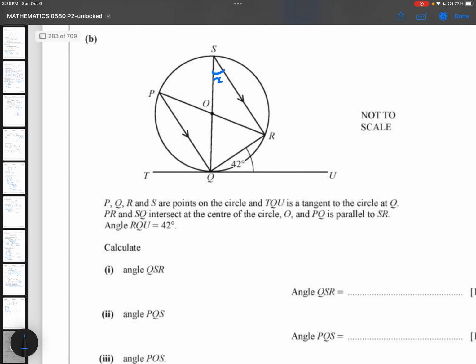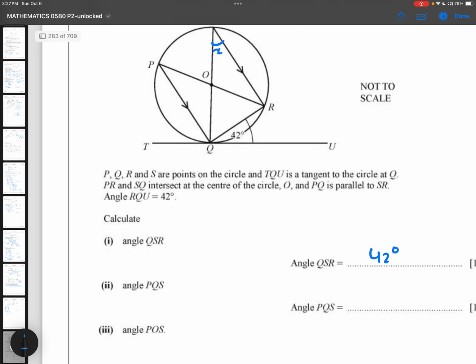So we know the property of a tangent of a circle, that the angle subtended between the chord and the tangent is equal to the angle subtended by the same chord in the opposite segment, right? So this angle QSR is the angle subtended by the chord QR, and the same QR is subtending an angle 42 with QU. That's the tangent. So X will be equal to 42. This angle QSR will be equal to 42 degrees.